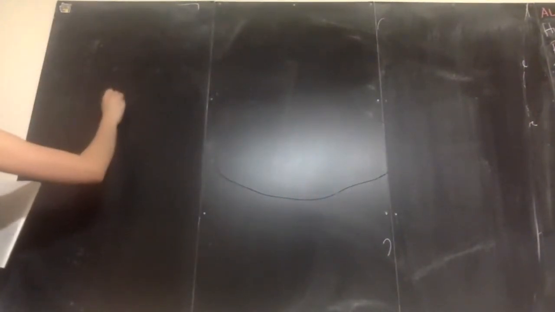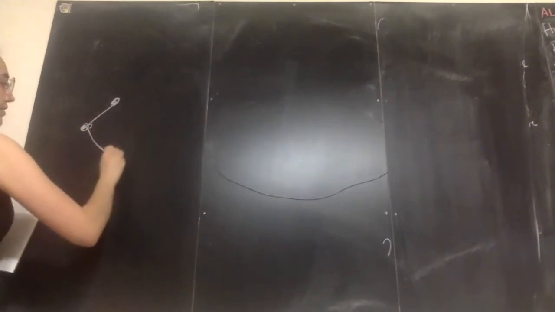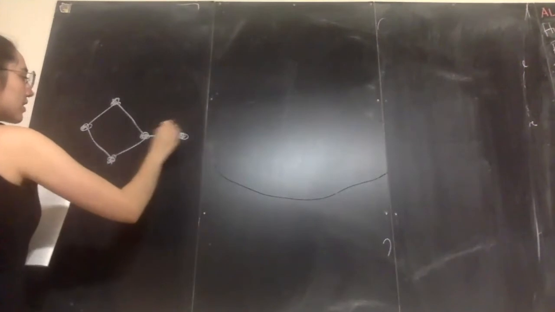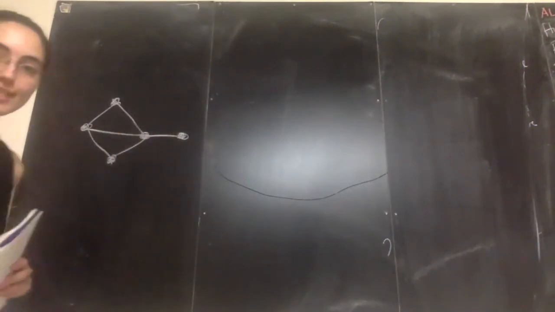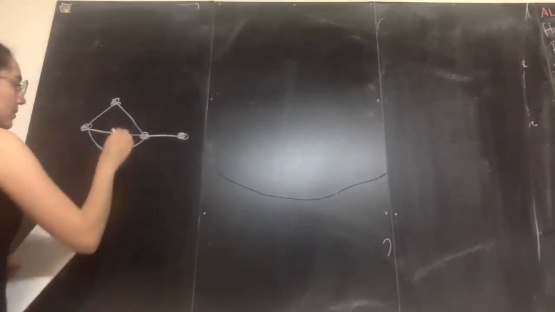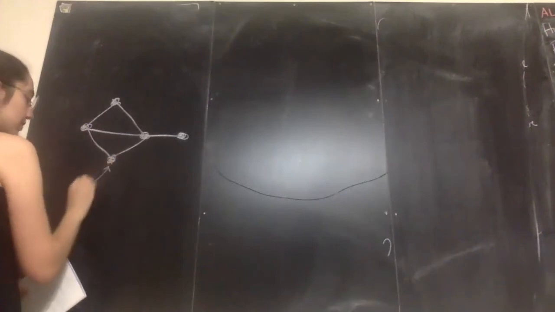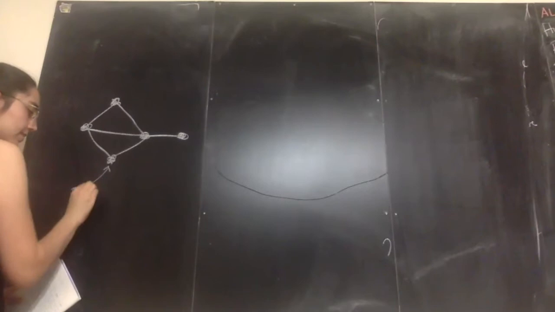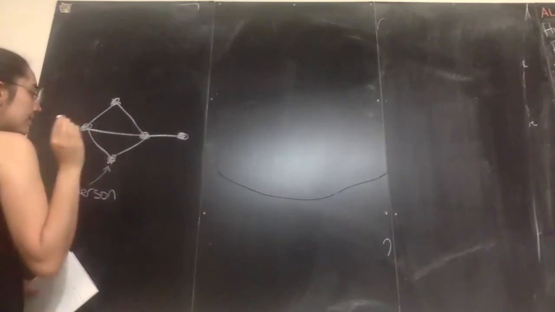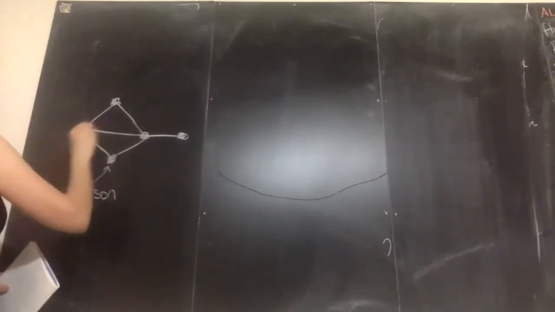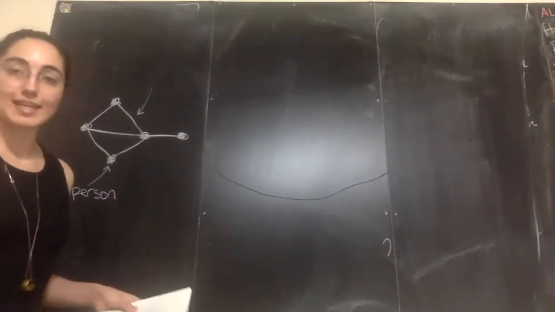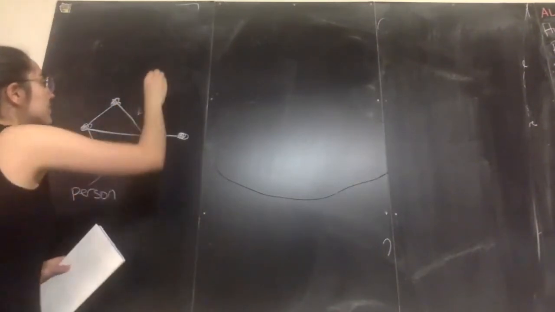So one example of a graph might look like this one right here, where each of the nodes or vertices is a person, and each edge is an interaction, a daily interaction between two people.